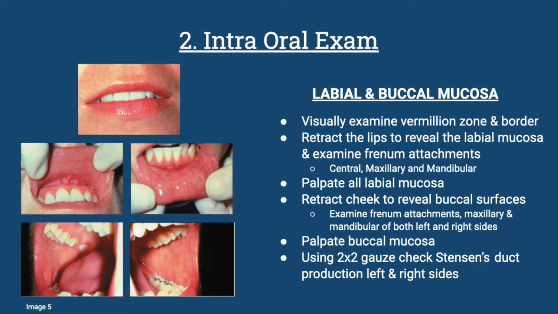Next, retract the cheeks to reveal the buccal surfaces. Palpate and examine the frenum attachments. Lastly, using a 2x2 gauze, check the Stenson's duct production on both left and right sides.